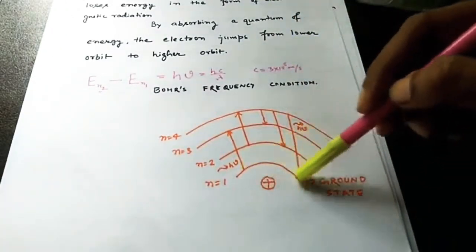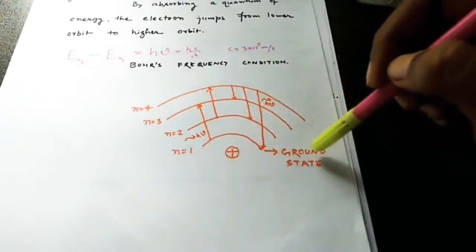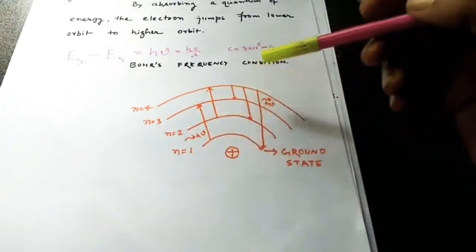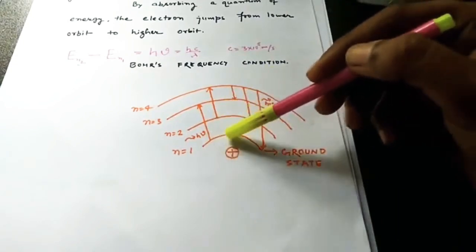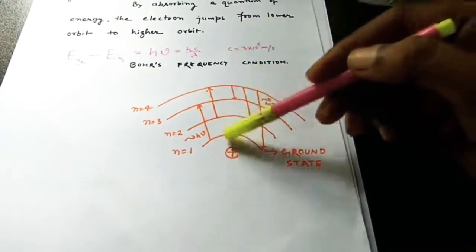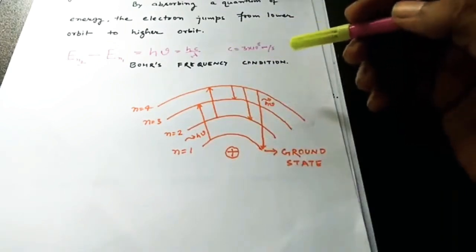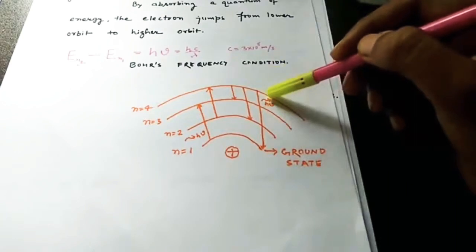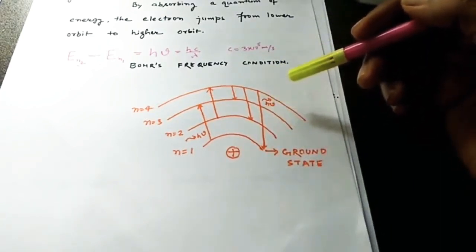The n is equal to 1 state is called the ground state. And whenever an electron is removed from the first orbit to infinity, that means the electron is just pulled out of the atom, the amount of energy required is known as the annihilation potential. So those are the 3 postulates of Bohr's atomic model.